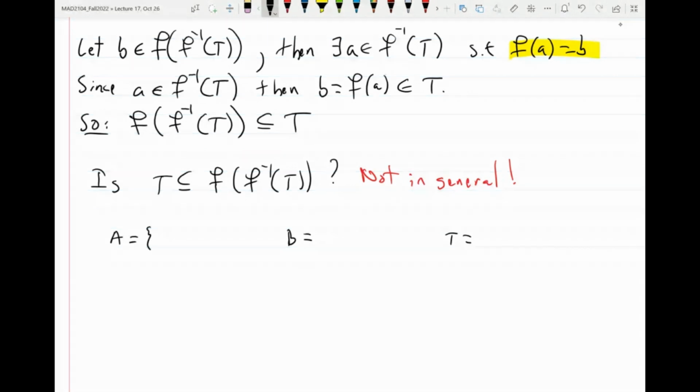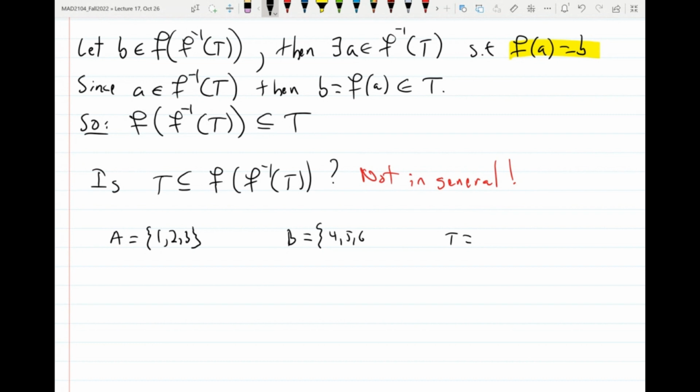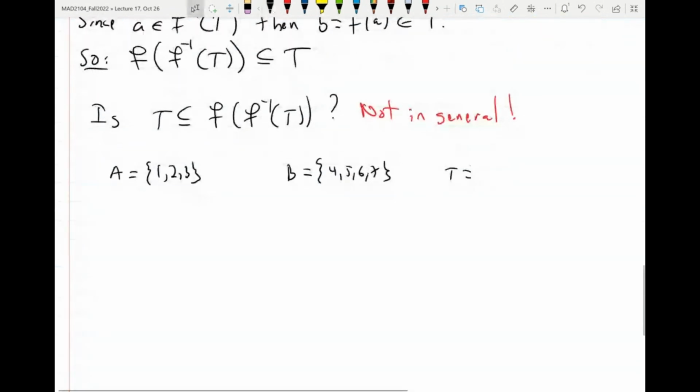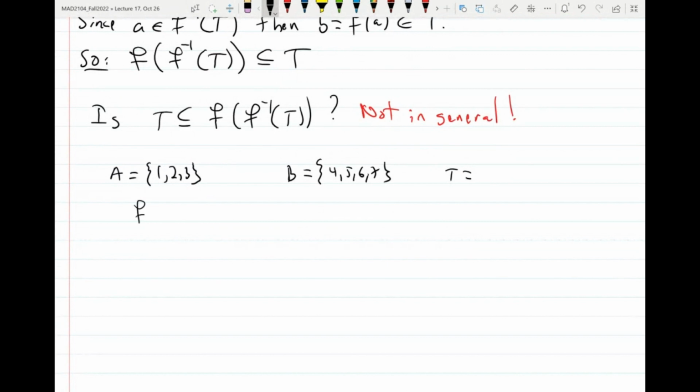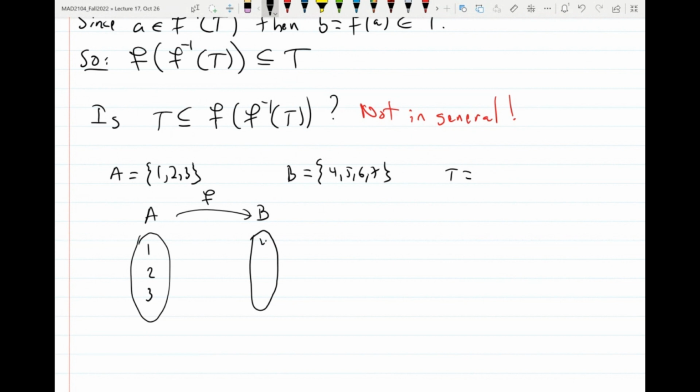Okay? So let's do 1, 2, 3. This time, let me make B bigger. I'm gonna do, I don't know, 4, 5, 6, 7. Okay? I will pick T soon. Let me start constructing my function. So F would be a function from A to B. The picture is better because with the picture you can clearly see what's going on. Okay? So I want a situation that's not onto.